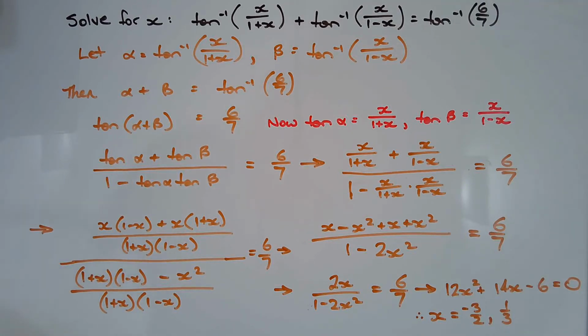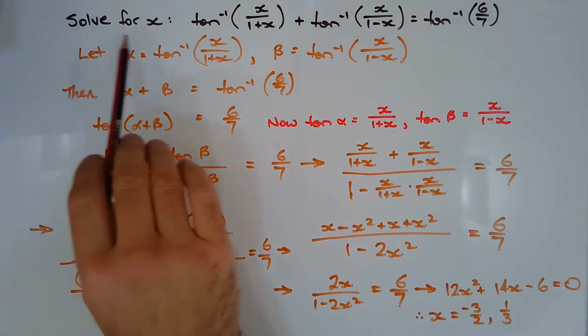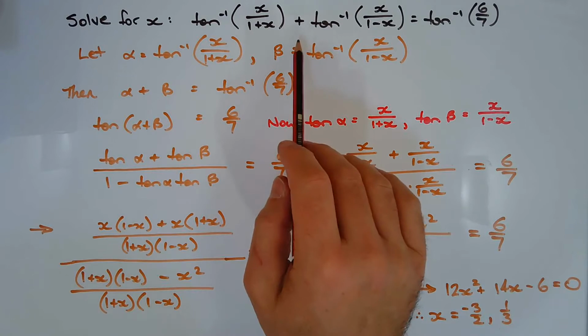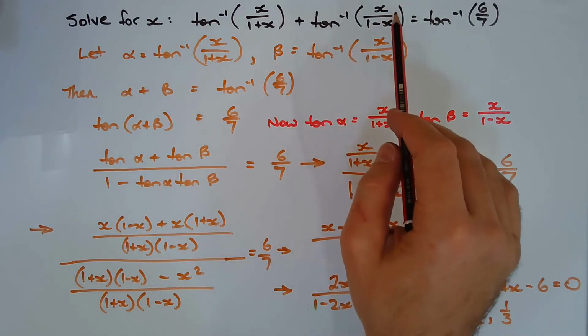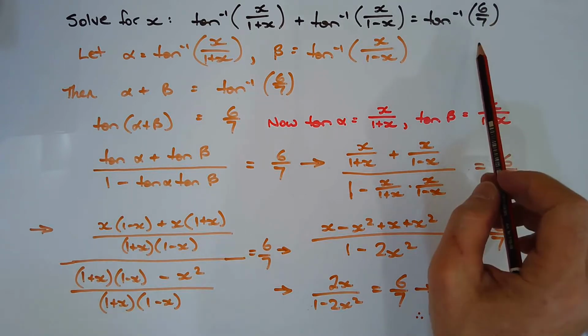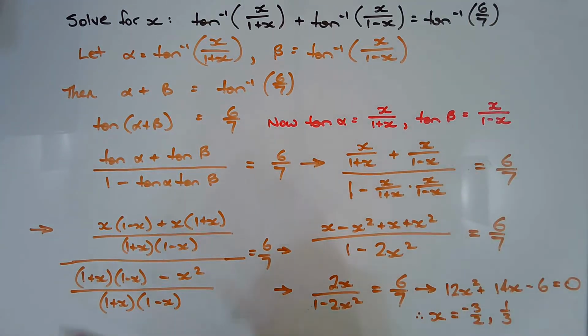In this video, we're going to look at an application of trigonometric functions of compound angles in solving equations. So let's have a look at this particular example. Solve for x: inverse tan of x over 1 plus x, plus inverse tan of x over 1 minus x, equals inverse tan of 6 over 7. I've written out the solution already, so I'm going to step through that with you, and that way we can save a bit of time.